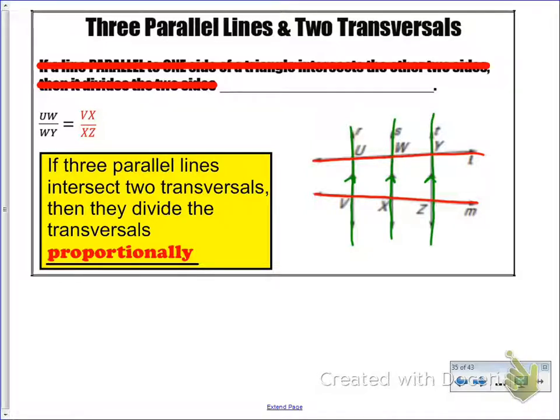Then it's going to divide those transversals proportionally. Specifically, you're going to have right here UW over WY going to equal VX over XZ. So you need to pause this to make sure you write this down. You can go ahead and do that right now.